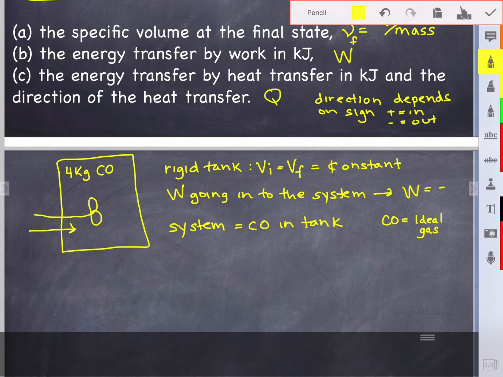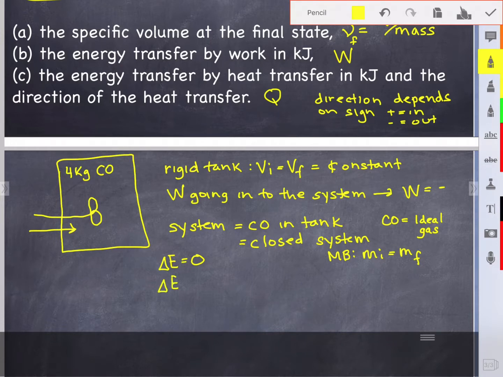And there's no carbon monoxide going in or out of the tank, so this means we have a closed system, which means it simplifies our mass balance. That means the mass at the initial is equal to the mass at the final. So the change in mass of our system is equal to 0. A closed system also means that when we write our energy balance, we know that the change in total energy for this process has to equal 0.